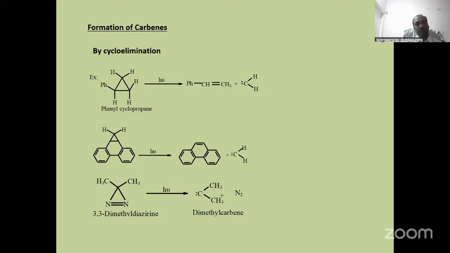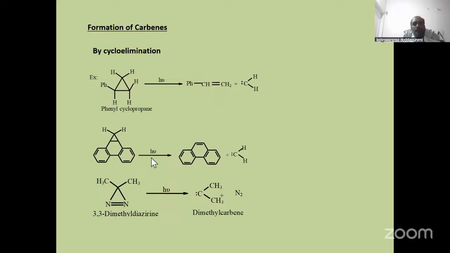By cycloelimination reactions. In this reaction, phenyl cyclopropane, on irradiation with light, undergoes homolytic cleavage of the carbon-carbon bonds, which leads to formation of a carbene. Simultaneously, one unsaturated styrene-like product is generated.